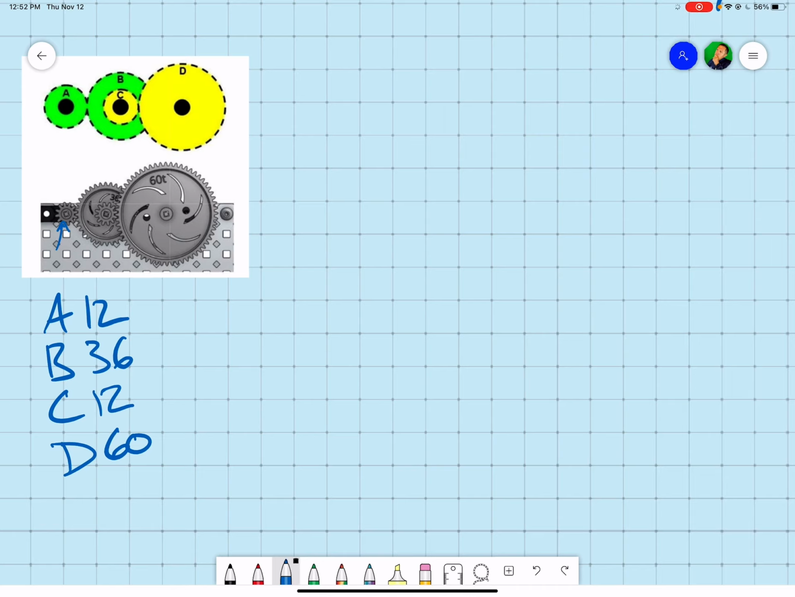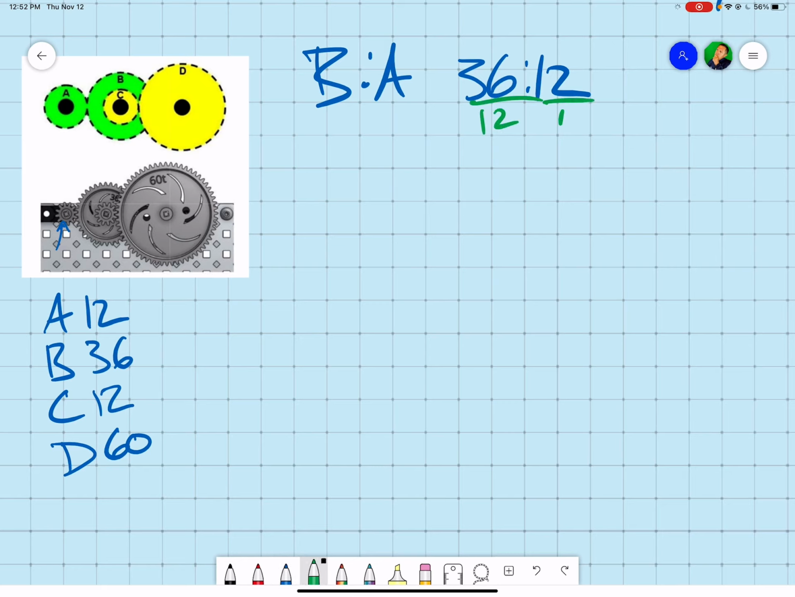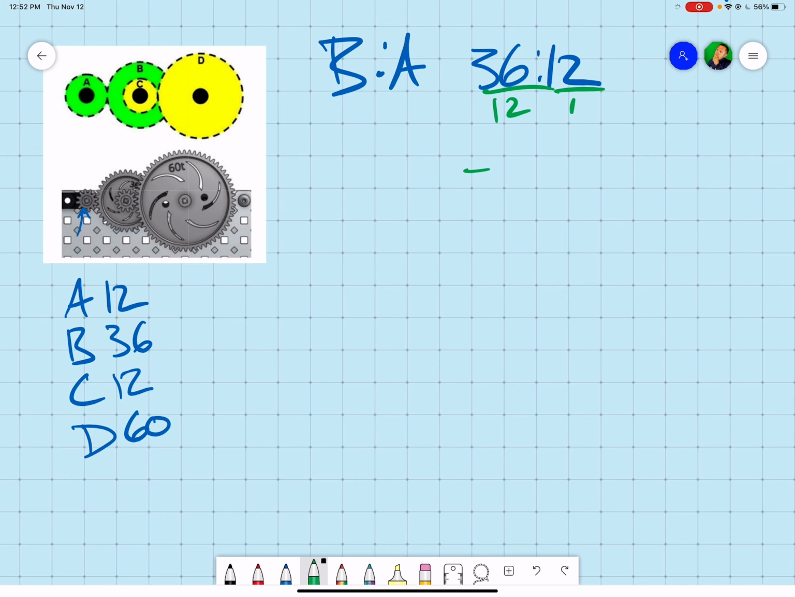Then it asks, what is the gear ratio of B to A? I'm going to move it over here. So B to A, what's my gear ratio? My gear ratio is going to be 36 to 12. And I can divide both of these by 12, and I get a gear ratio of 3 to 1.